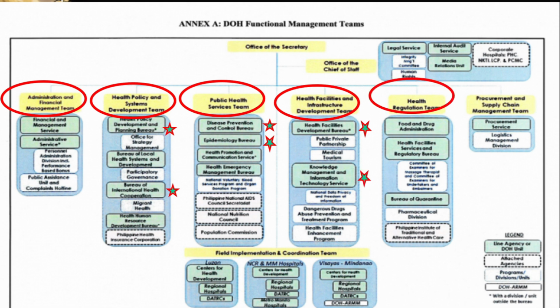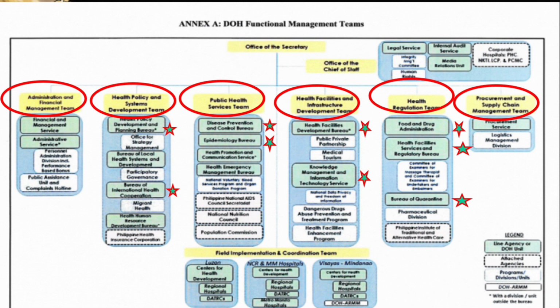The fifth team is the Health Regulation Team, which is comprised of the regulatory bodies like FDA, Health Facilities and Regulatory Bureau. The latter is in charge of licensing hospitals. The Bureau of Quarantine is in charge of monitoring entry of diseases of concern like COVID into our country. The sixth functional team is the Procurement and Supply Chain Management. This team is in charge of all the supplies, medicines, and lately COVID vaccines.